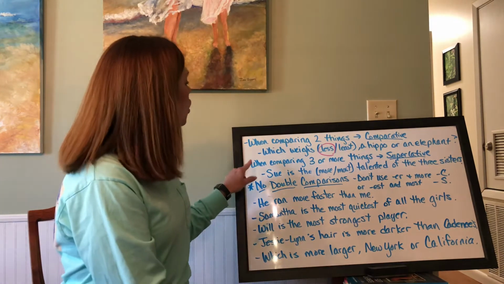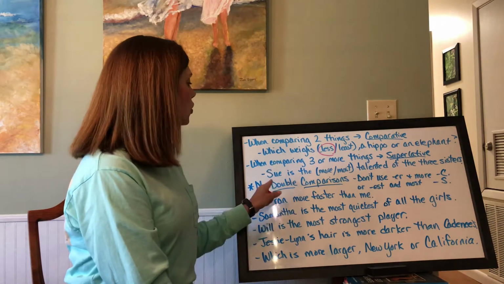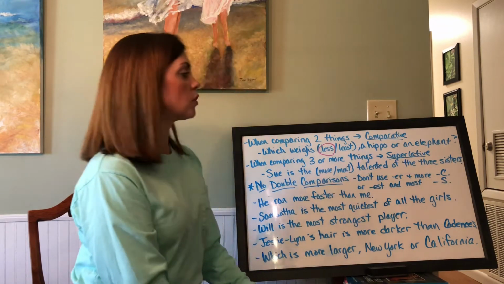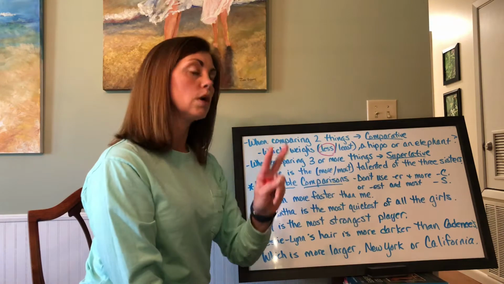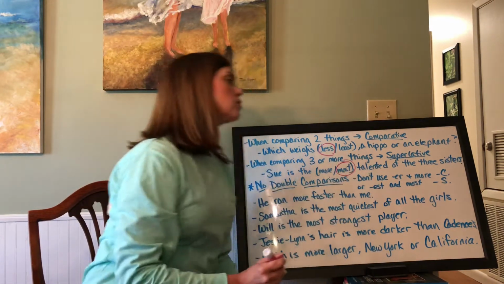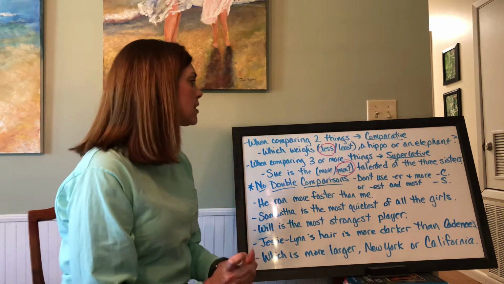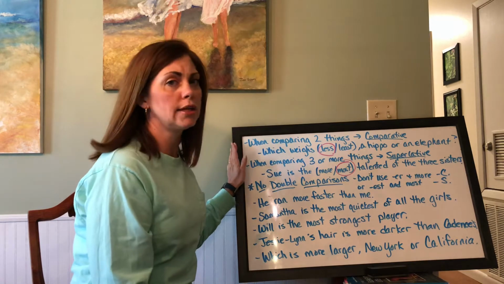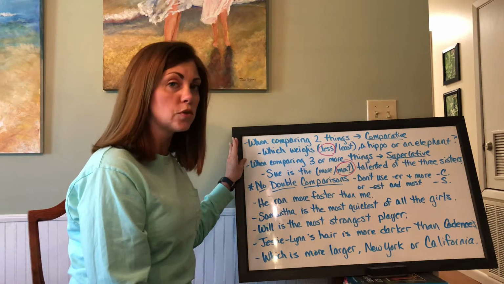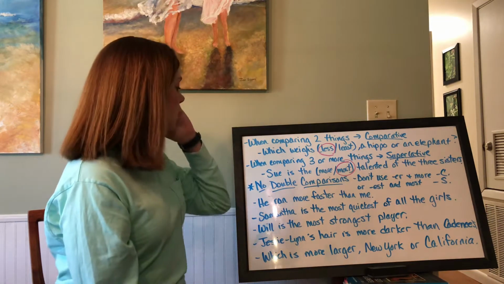Look at this one. When comparing three or more things, that's when you use the superlative. Sue is the more or most talented of the three sisters. So you've got three sisters, not two. So here you're going to use superlative. So that's the most talented of the three sisters. Okay, so that's just what you needed to apply to yesterday's assignment. So when we come across this again in the review, you want to make sure that you understand it. So we may do another example of this later.